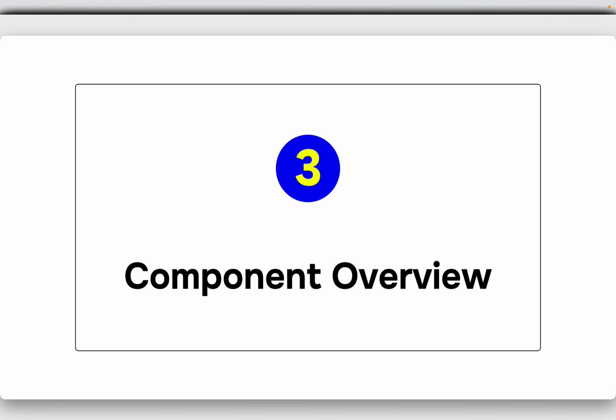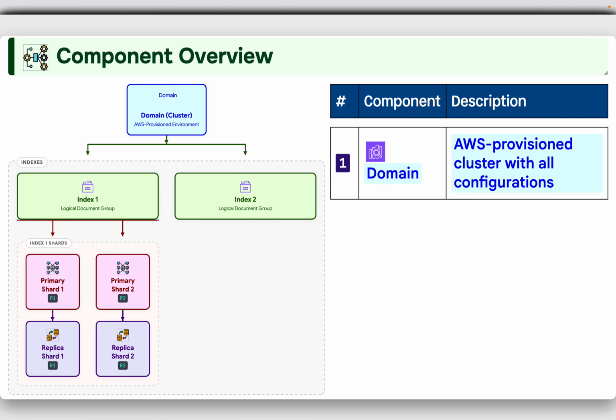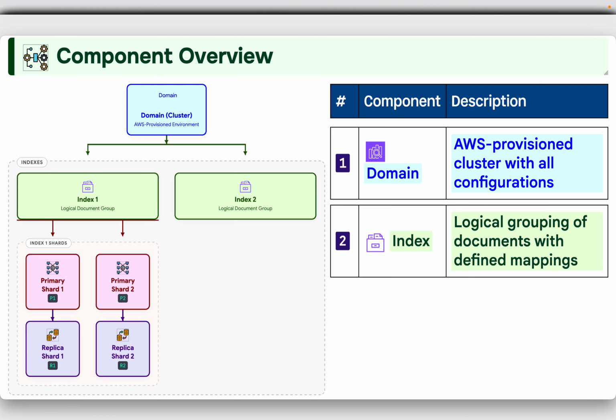Third topic, component overview. So the diagram shows the hierarchy from domain to indexes to shards. The table on the right will explain each component. So first we have the domain. This is the AWS provisioned cluster with all configurations. It is the top level container for your OpenSearch deployment. Next is the index. This is a logical grouping of documents with defined mappings. Think of it like a database table.